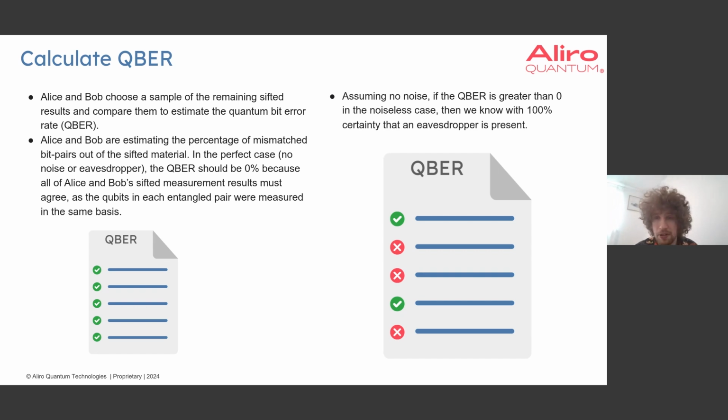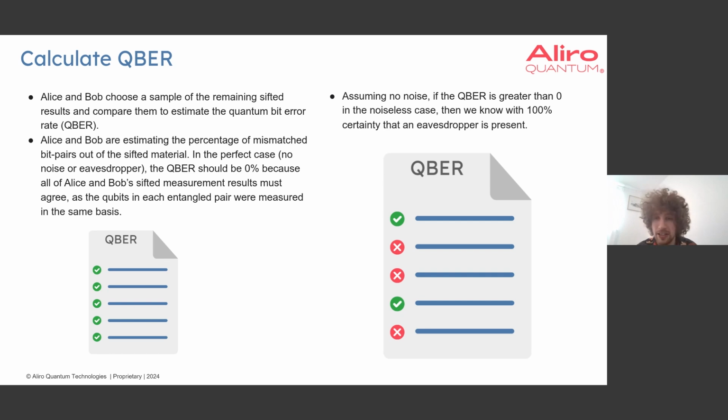Alice and Bob choose a sample of the remaining sifted results and compare them to estimate quantum bit error rate, or QBER. There's a trade-off here between taking a larger sample to get a better estimate and taking a smaller sample and having more bits to be used for key material. Alice and Bob are estimating the percentage of mismatched bit pairs out of the sifted material. In the perfect case, with no noise or eavesdropper, the qubit error rate should be 0% because all of Alice and Bob's sifted measurement results must agree.